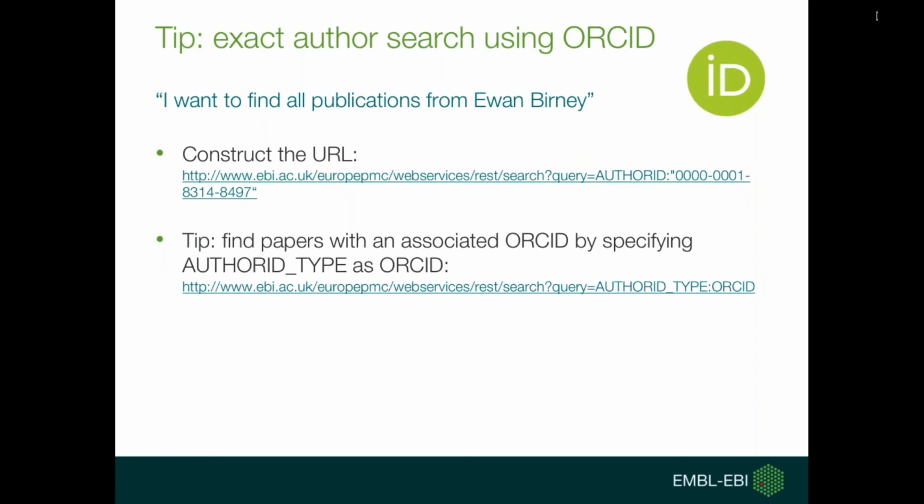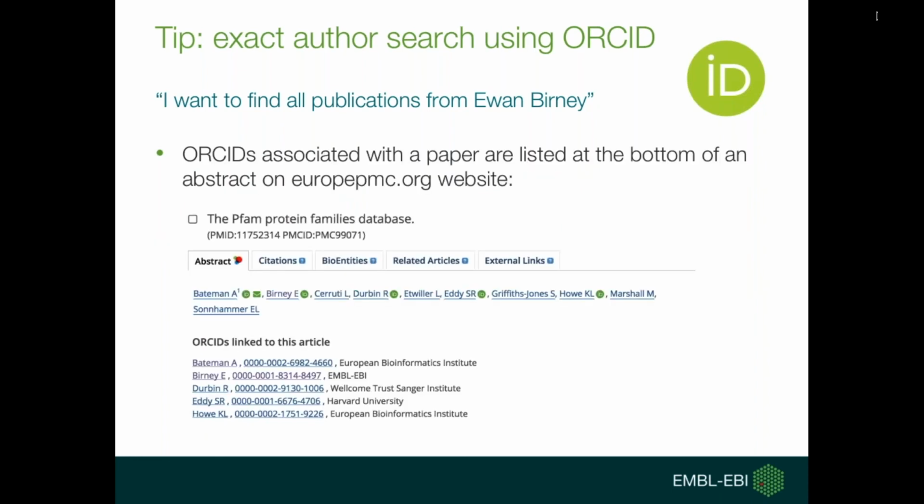To construct the URL, use the search module with an author ID field and type in the ORCID. To find papers with an associated ORCID, type the word ORCID in the author ID type field. This will bring the list of papers that have been claimed by at least one author with an ORCID record. On europepmc.org, you can also see the list of authors with ORCIDs who have claimed the article of interest under the publication abstract.